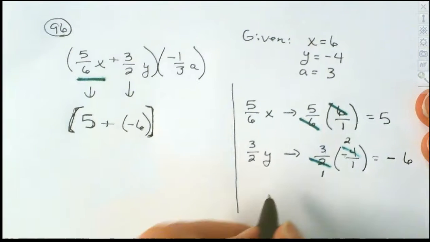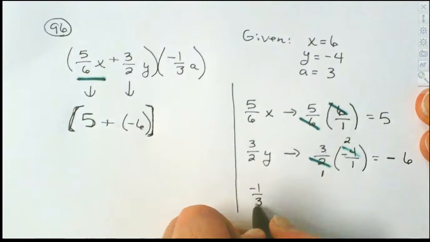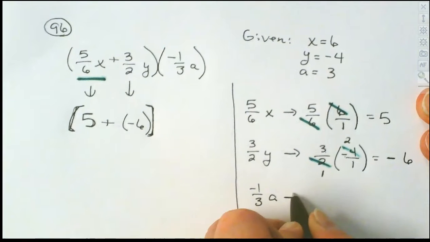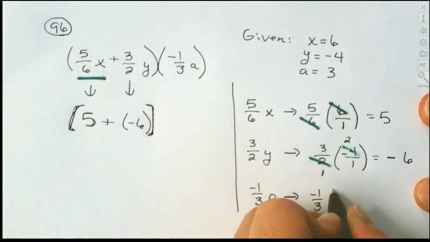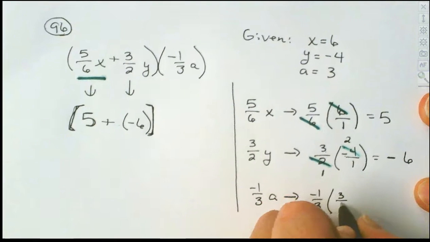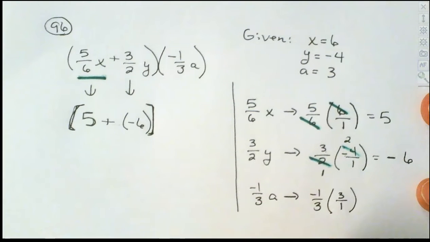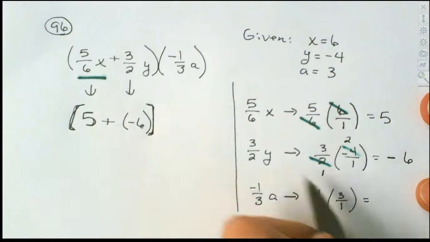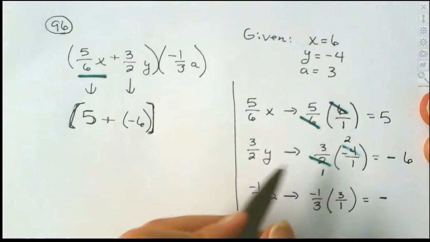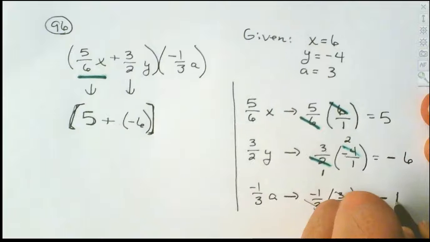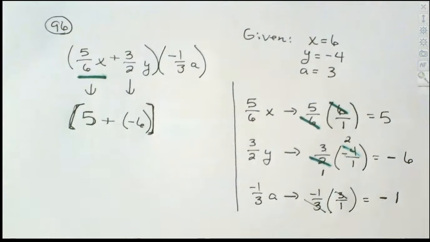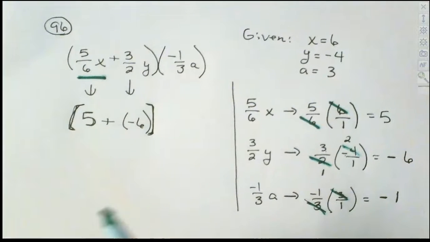And what about our last one? -1/3 a. What is -1/3 a going to be? Well, that's going to be -1/3 times 3 over 1, right? And that's going to leave that then with a negative. These cancel. So those 3's cancel. And it leaves you then with a -1.